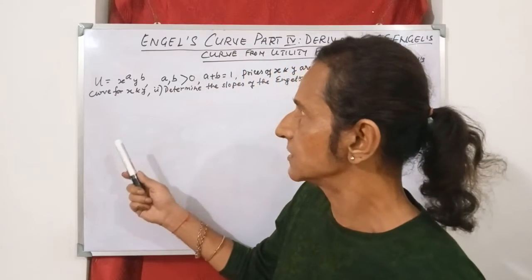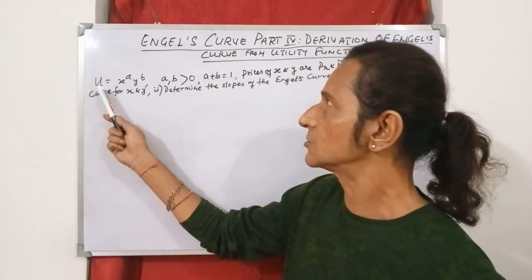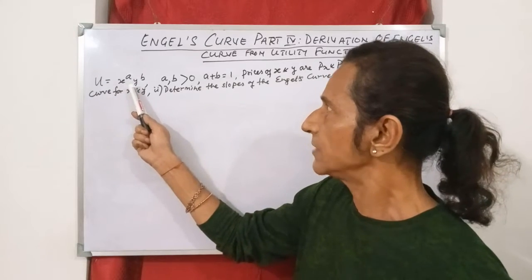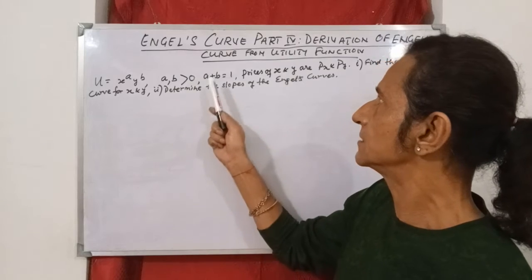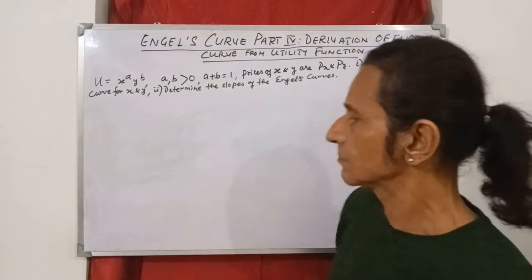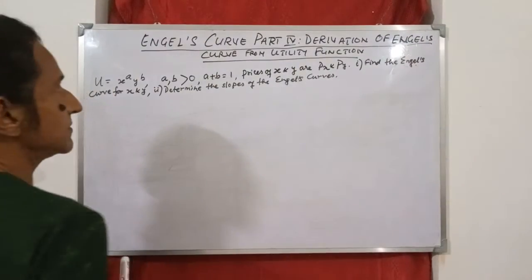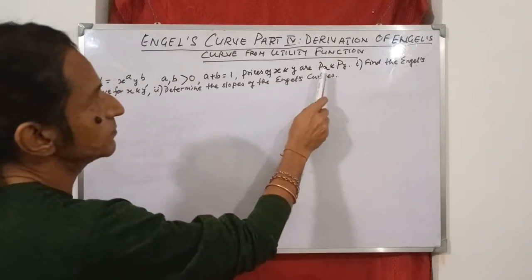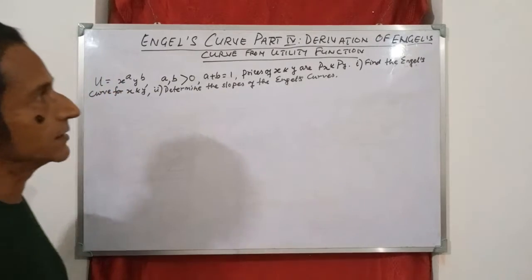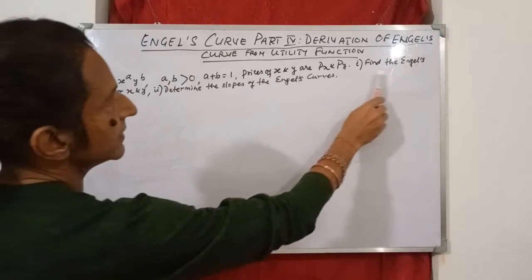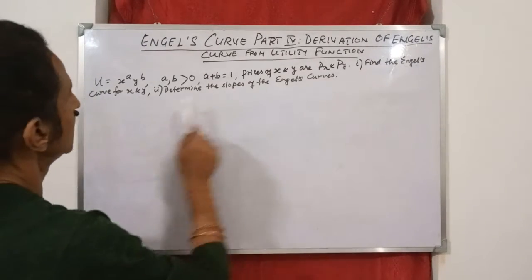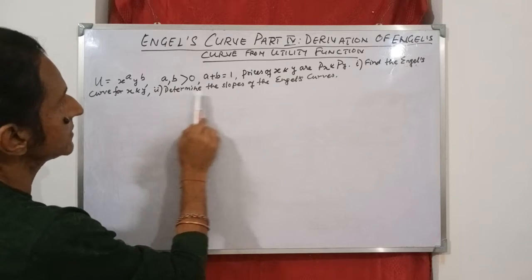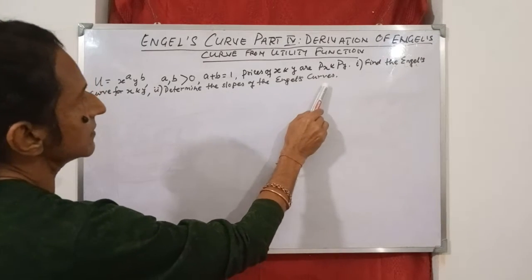One utility function is given, which is u equals x to the power a y to the power b, where a and b are greater than 0 and a plus b is equal to 1. There are two questions, and the prices of x and y are px and py. The two questions are: number 1, find the Engel's curve for x and y, and number 2, determine the slopes of the Engel's curves.